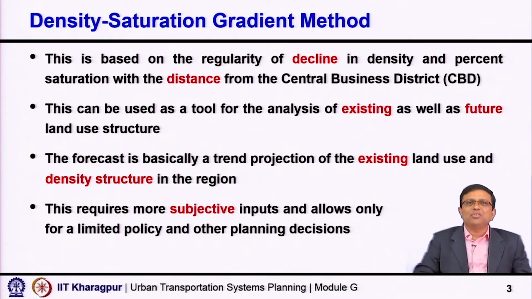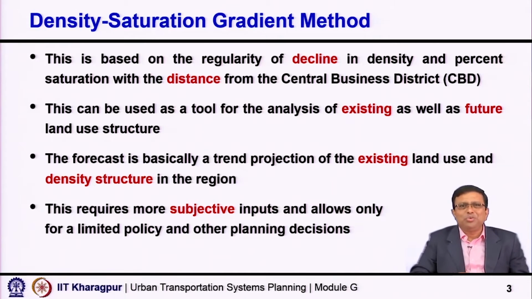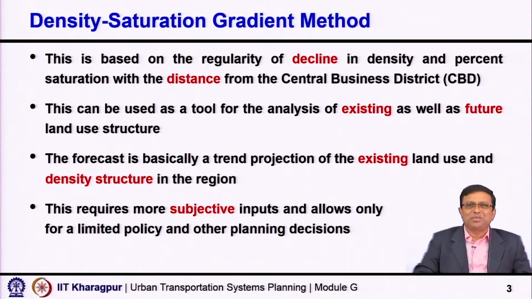And this requires more subjective inputs and allows only for limited policy and other planning decisions. Of course, we do not expect the behavioral aspects to be considered in such an early era or simple model, but still they are meaningful, they serve a certain purpose. So, there are limitations, but they are also simplified models and could be used in some situations.